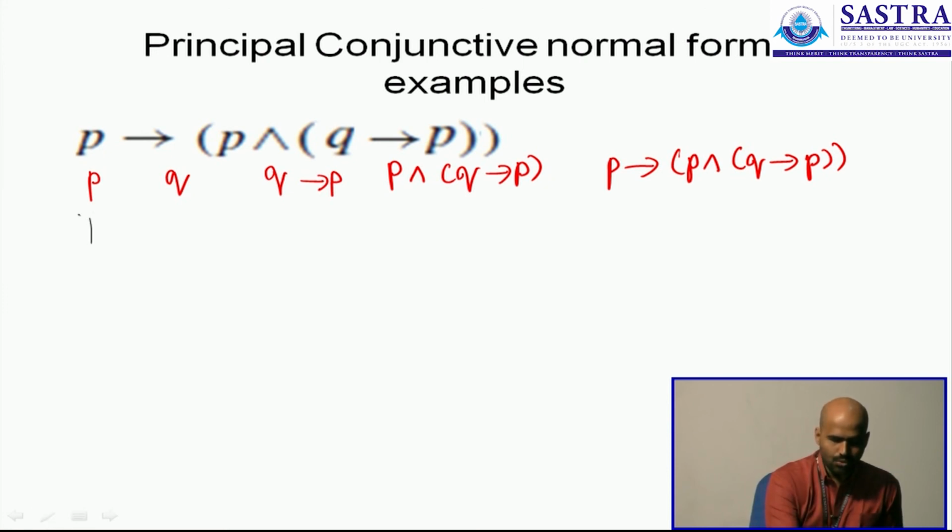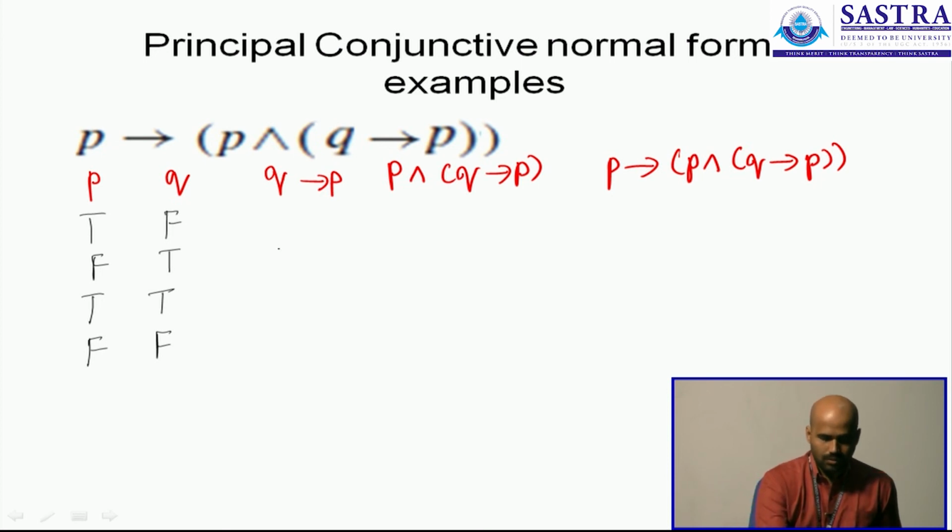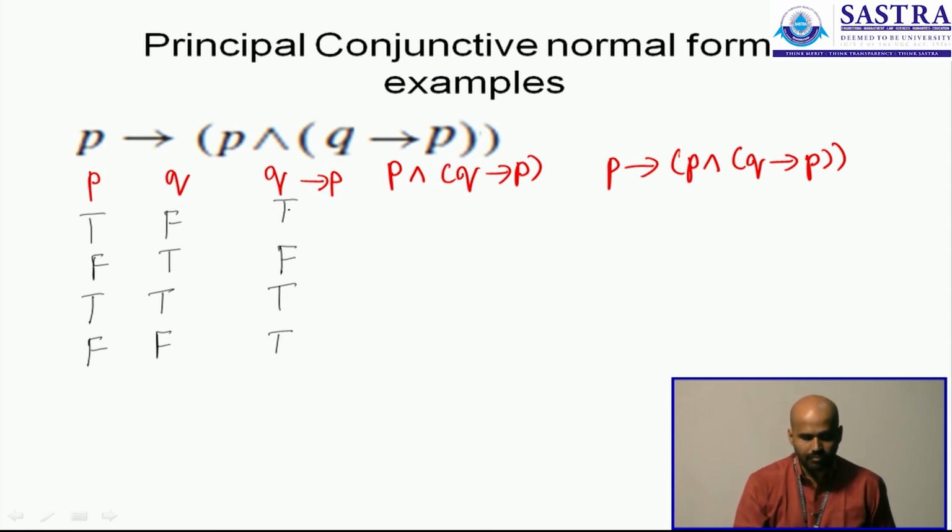Fortunately, only two statements and hence only 4 rows, so it's easier for you to construct and follow. So Q to P takes a false value only once, when Q is true and P is false, which happens in the second row. The remaining are true. And now you are doing a conjunction combining the first and the third columns: a double true, a double false, a double true, and a single false.